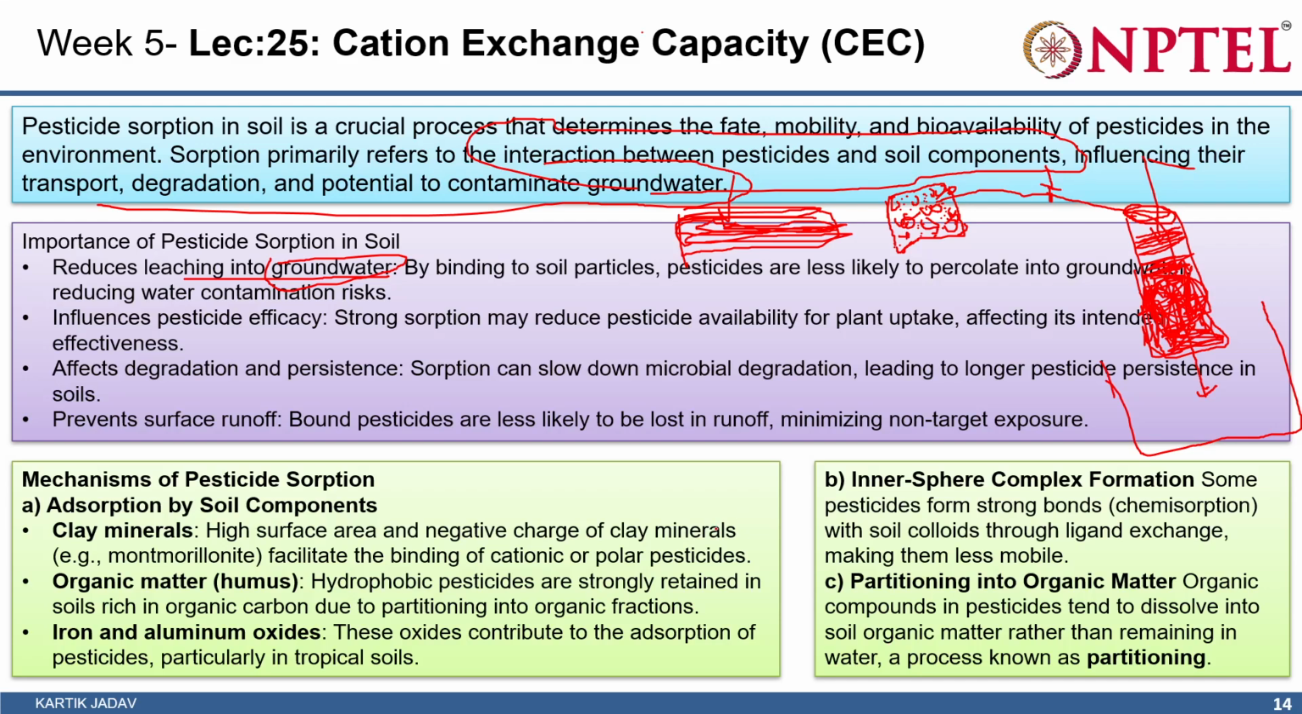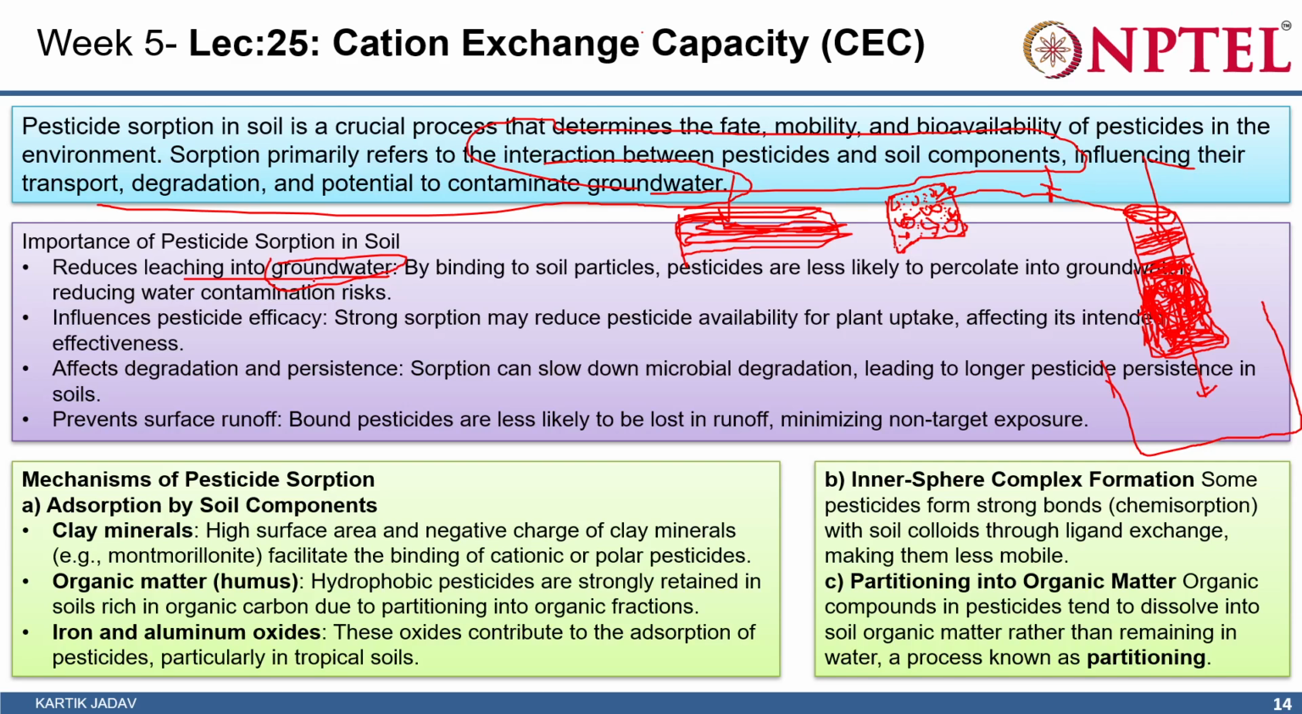Then it affects degradation and persistence. Sorption can slow down microbial degradation, as the pesticide adsorbs on soil, leading to longer pesticide persistence in soil. It also prevents surface runoff, and if surface runoff contamination is to happen, it requires a higher force, right?